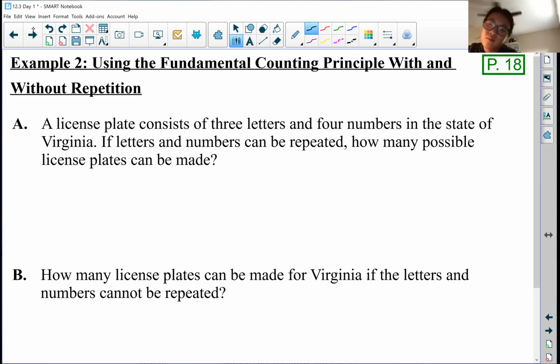So I'm going to draw this out a little bit because it helps me. So we have 3 letters and 4 numbers. So how many choices are there for that first letter?